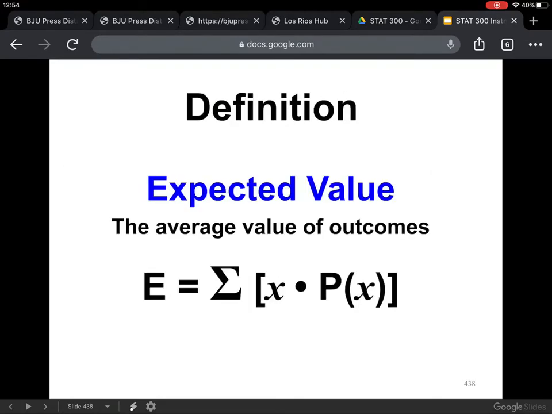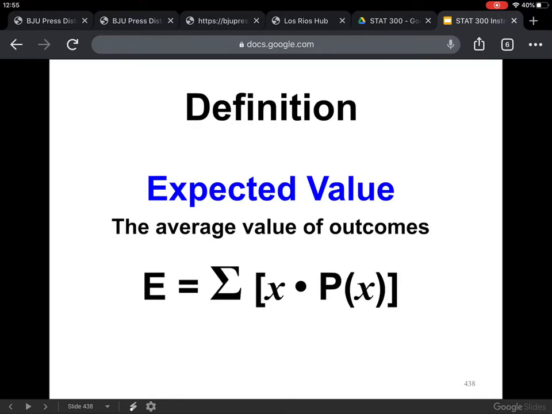Let's talk about expected value. What is the expected value? It's the average value of the outcomes. So you play a game, for instance, this is the usual example that's being used when we talk about expected value. You play a game. If you keep playing it, on average, what is the expected outcome? Are you going to win? Are you going to lose?